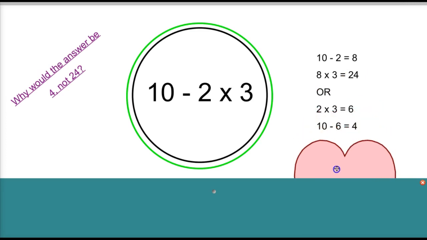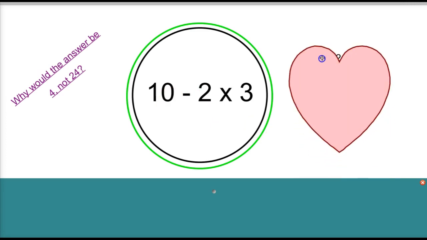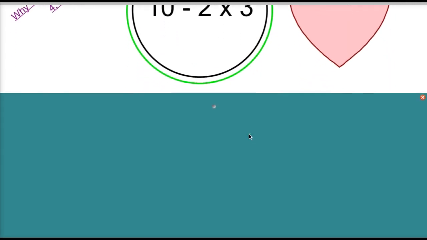Or is it correct to say 2 times 3, do the 2 times 3 first, which equals 6, and then subtract that 6 from 10? So which way is correct? How do I know which way is correct? Well, that is where order of operations comes in.